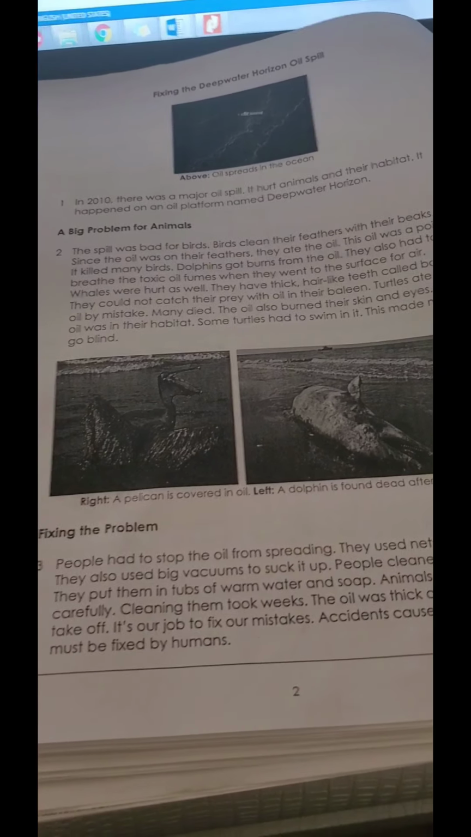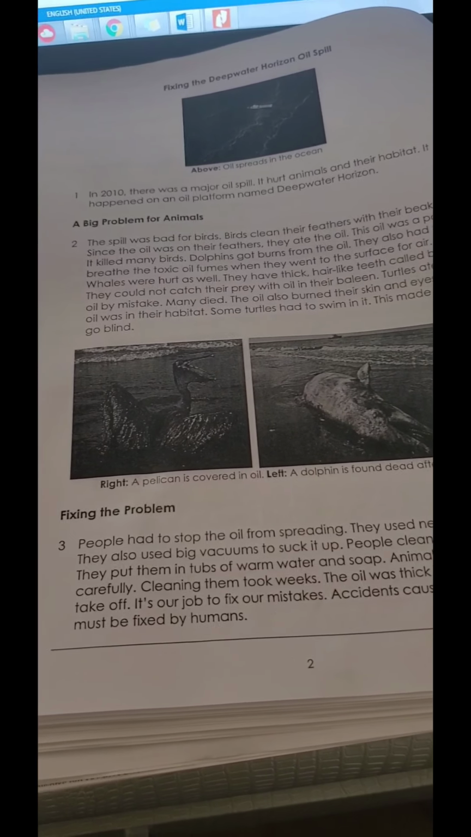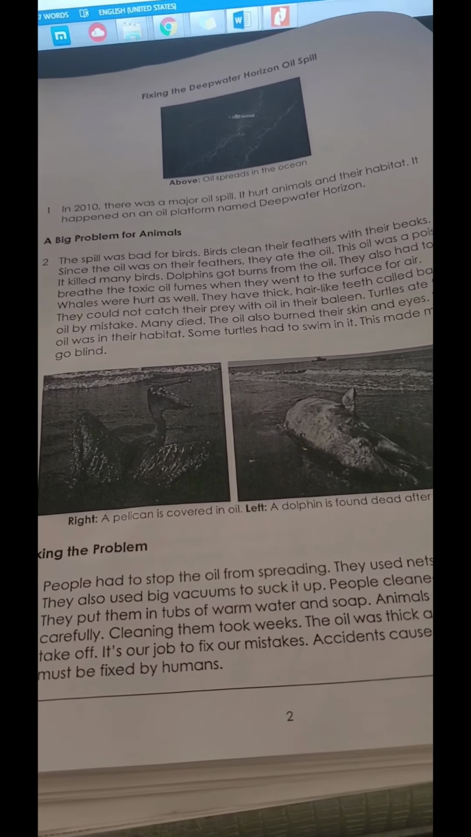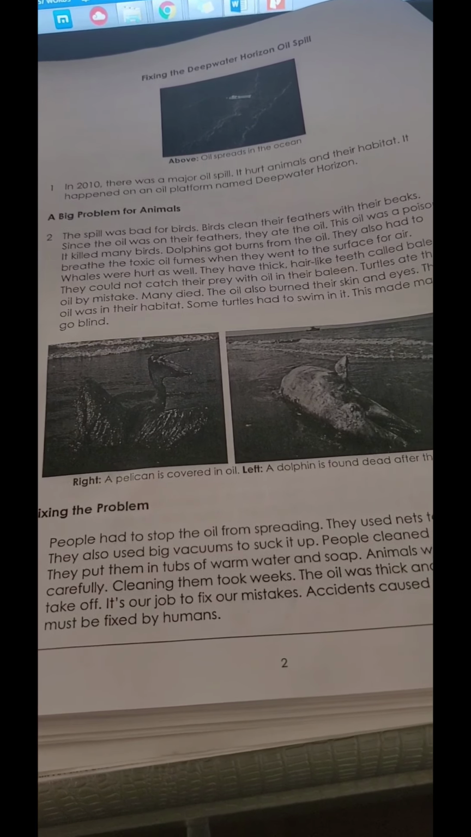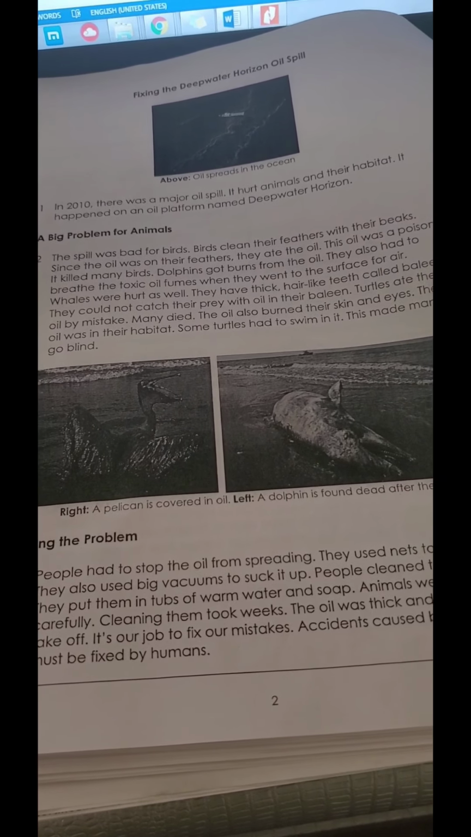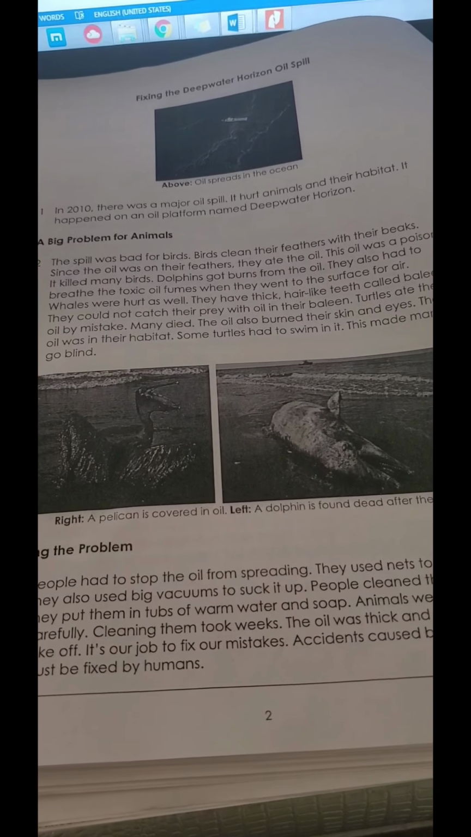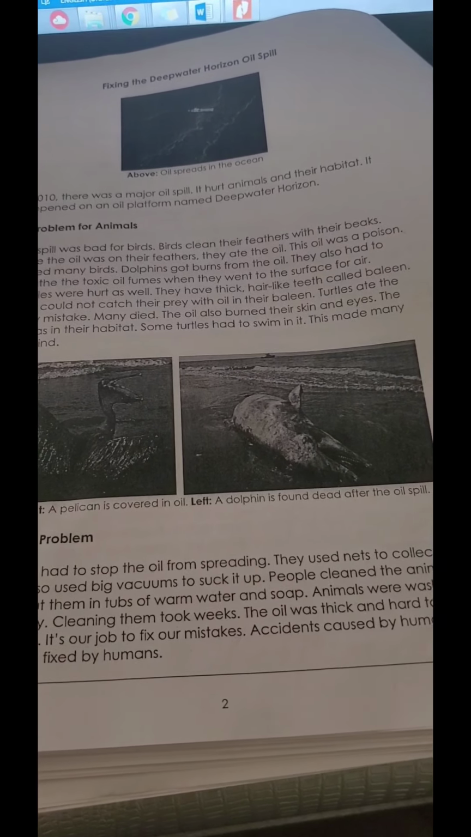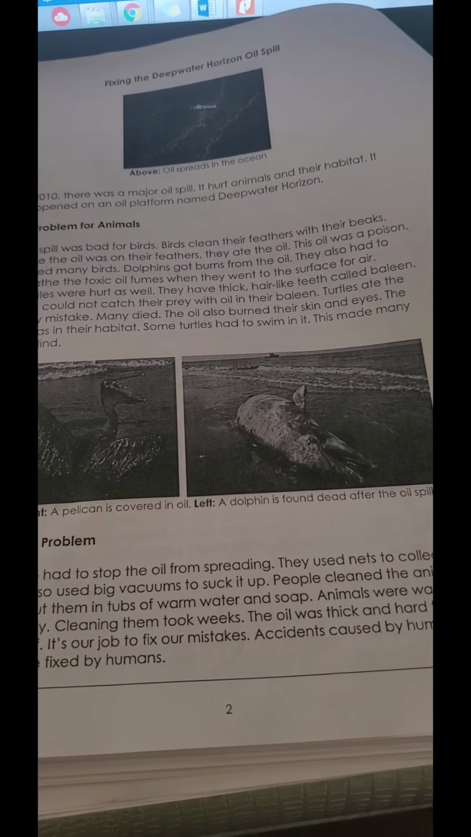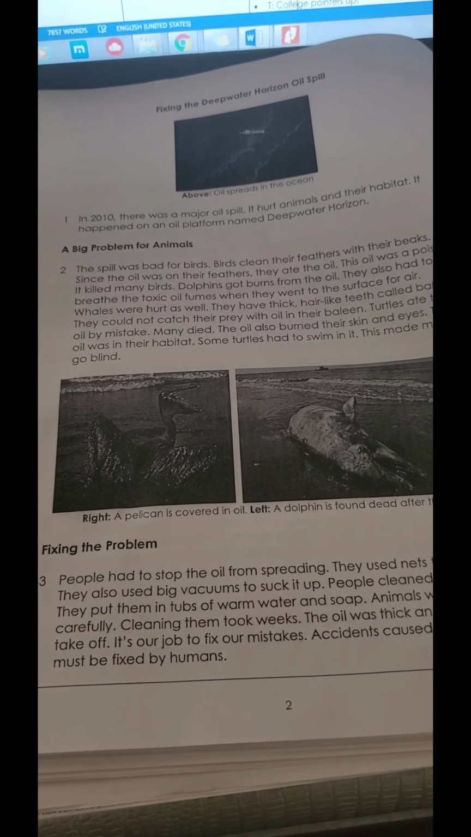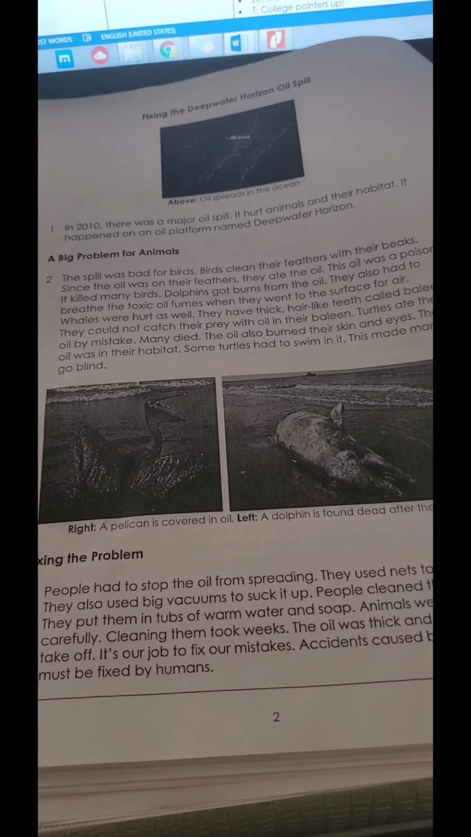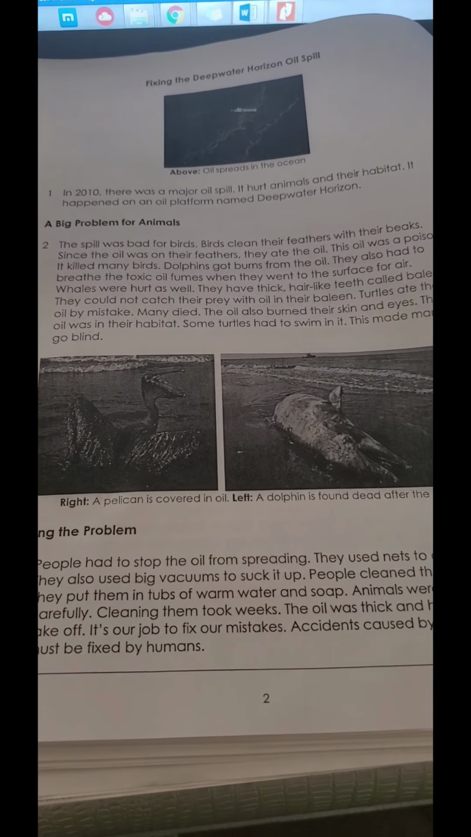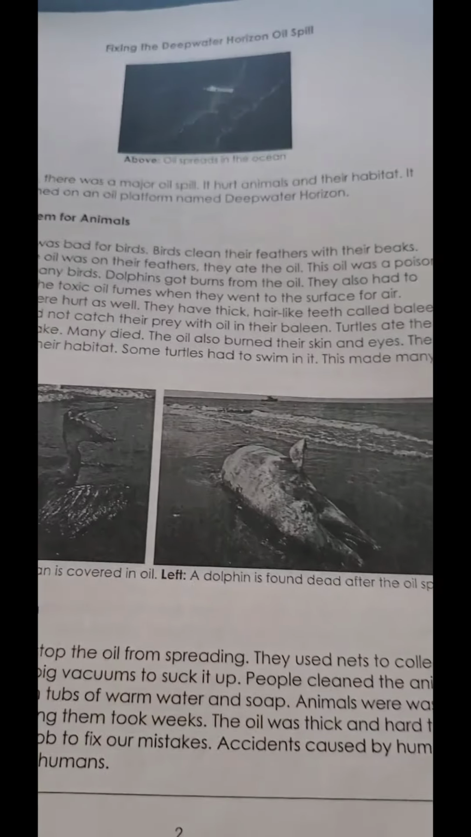So paragraph 3, the main idea of paragraph 3 is how humans fixed or tried to fix the problem with the oil spill. So I learned that people worked to stop the oil from spreading, which is the main idea of that paragraph. And then they did it by using nets, cleaning up the animals. So that whole paragraph tells me how people stopped the oil from spreading. So now that we have that, let's figure out the main idea of the whole passage.